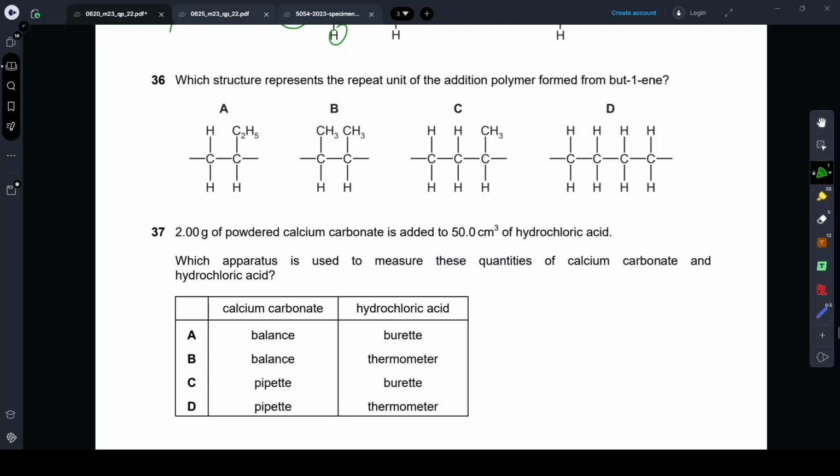Which structure represents the repeat unit of the addition polymer formed from but-1-ene? So how are we going to solve this? They're telling you the position of the double bond. Butene has 4 carbons. The double bond is on the first. You've got hydrogens over here.